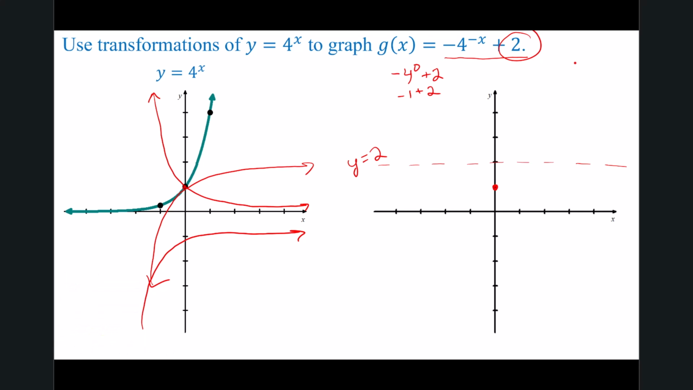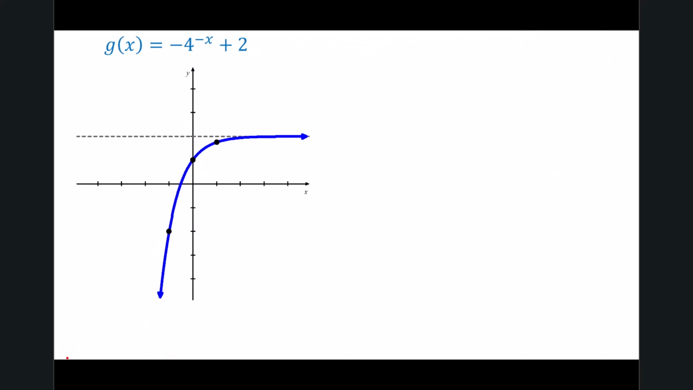If I plug in a point, let's say -1, I would get -4 to the -1st power plus 2, which would be -4 to the 1st power plus 2, or -2. So I have the point -1, -2. And I have a basic idea of what the graph looks like on the left when I played around with the reflections and the plus 2. So there is the graph of -4 to the -x plus 2. And here's the computer-generated graph, a little bit neater than the way I drew it, but it's the same graph.